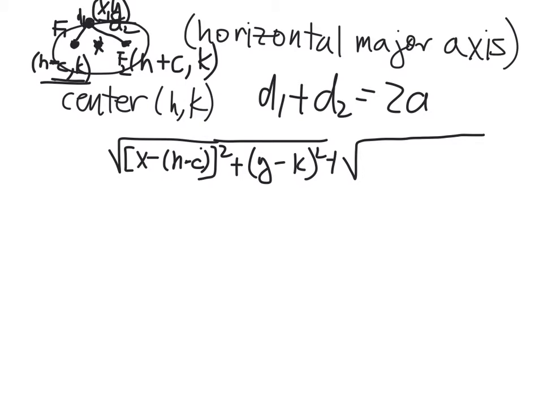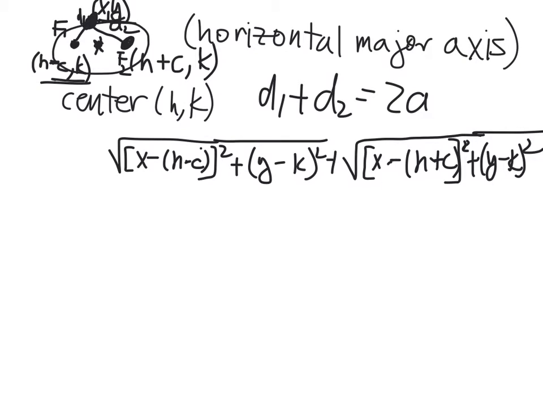And then we have the square root representing the distance between point P and F2. Well, the only difference there from the first one will be x minus the quantity h plus c. So D1 plus D2, and that's going to equal 2a. Questions?